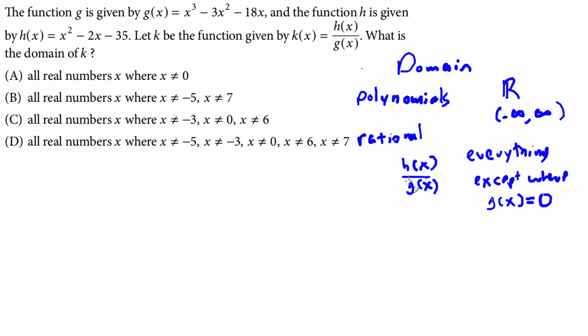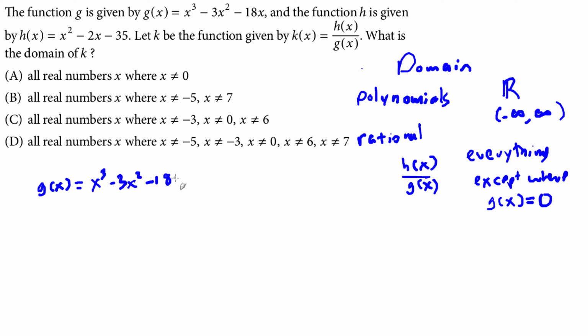Now, we can go farther and determine whether those things become asymptotes, vertical asymptotes, or whether they become holes or other types of things. We won't get jumps in this case. But we're just going to answer this question, factor and see where the zeros are. So let's consider g of x. We know that g of x is equal to x cubed minus 3x squared minus 18x.